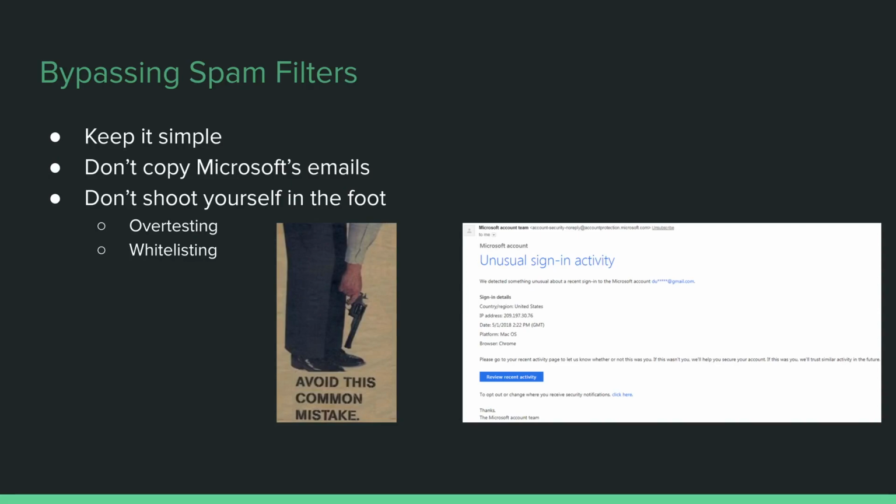Next up is the topic of whitelisting. Whitelisting is essentially when you sign a contract with a company to do a phishing engagement, you may say, hey, add our phishing domain to your whitelist so that none of our emails will land in spam. Now, I think that in a perfect world, this is good, but unfortunately, we don't live in a perfect world.